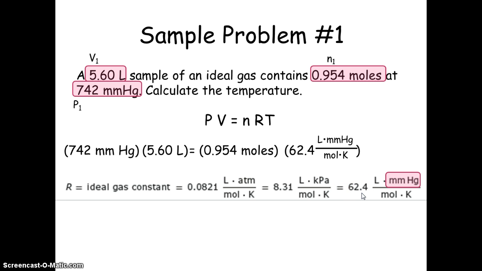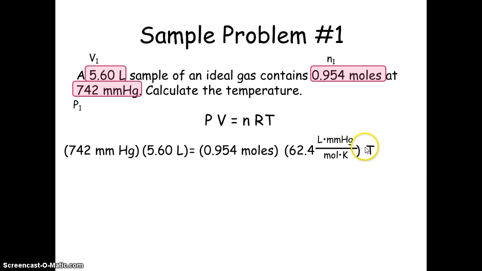So we're going to plug that in. And what we're solving for is T. Now it's just a simple step of solving for a variable. Multiply 742 times 5.60 and we get 4155.2, which is equal to multiplying 0.954 times 62.4, which gives 59.53 times T. Now to solve for T, we're going to divide both sides by 59.53 and we end up with T equal to 69.8 Kelvin.